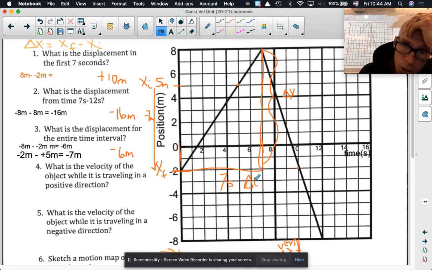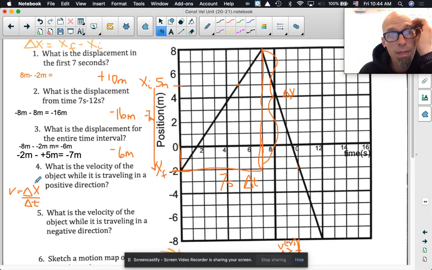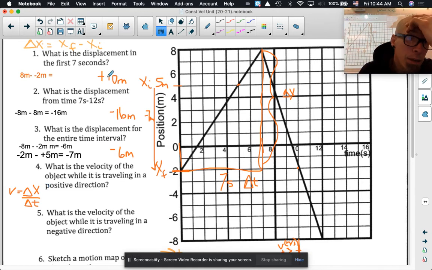Now, again, you have to remember that velocity is delta x over delta t. That's something you're going to have to remember. That's part of the test. That's what we found out with the tumble buggies. So you have to take positive 10 meters over 7 seconds.